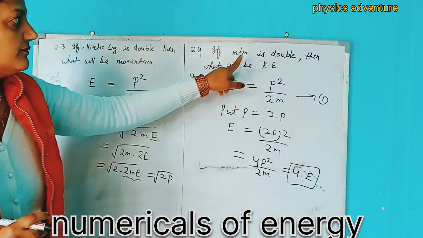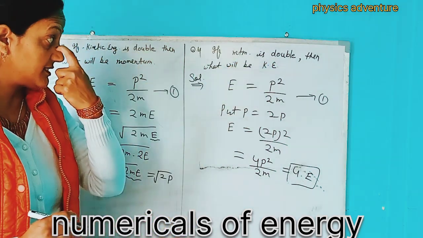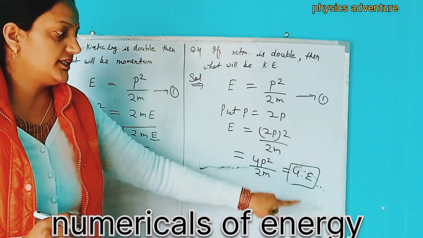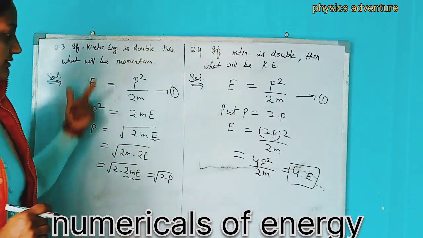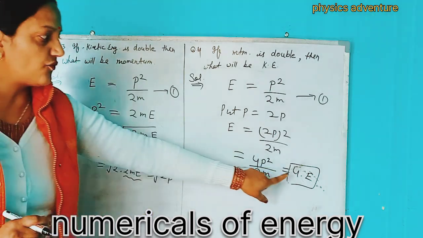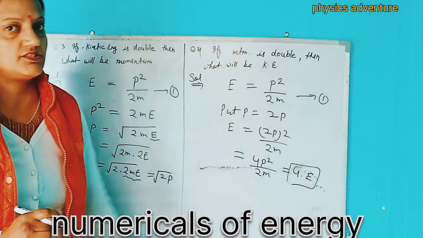So whenever momentum is doubled, the kinetic energy will be equal to 4E, where E is the initial value. It becomes 4 times, or quadruple, the initial value.